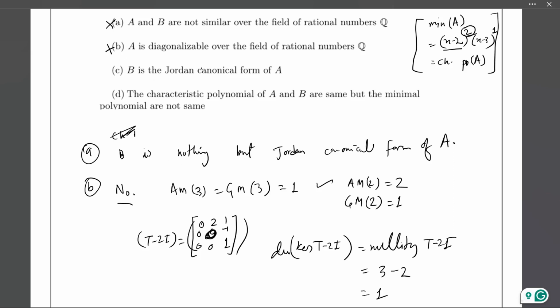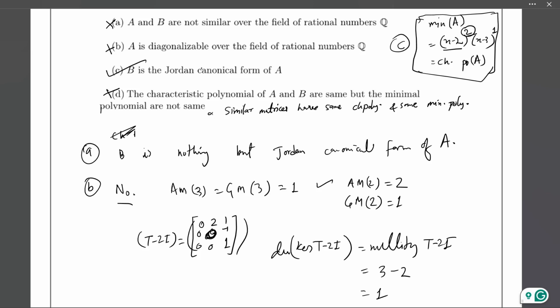So B is the Jordan canonical form of it. This is correct. We just saw this from here. This data will imply the explanation for part C. Characteristic polynomial of A and B are the same, but minimal polynomials are not the same. This is incorrect. Similar matrices have the same characteristic polynomial and the same minimal polynomial.